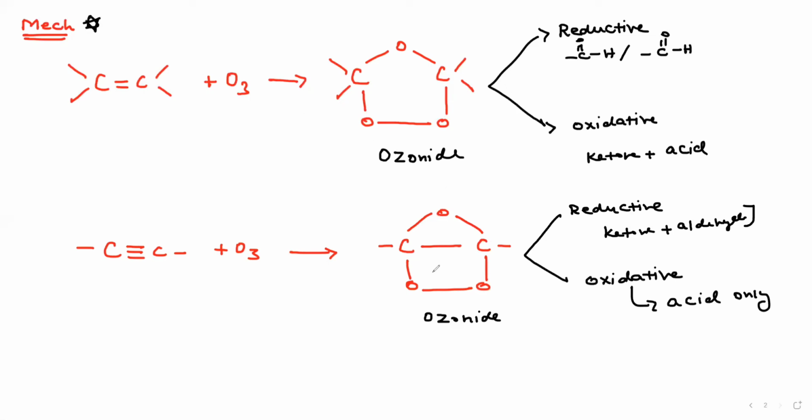But the mechanism takes time, right? So I'm going to teach an excellent trick to solve ozonolysis questions in case of alkene and alkyne systems. Let's try. I'm planning to do more than 5 questions. Now start the first question. Please note question number 1. It's very, very simple.